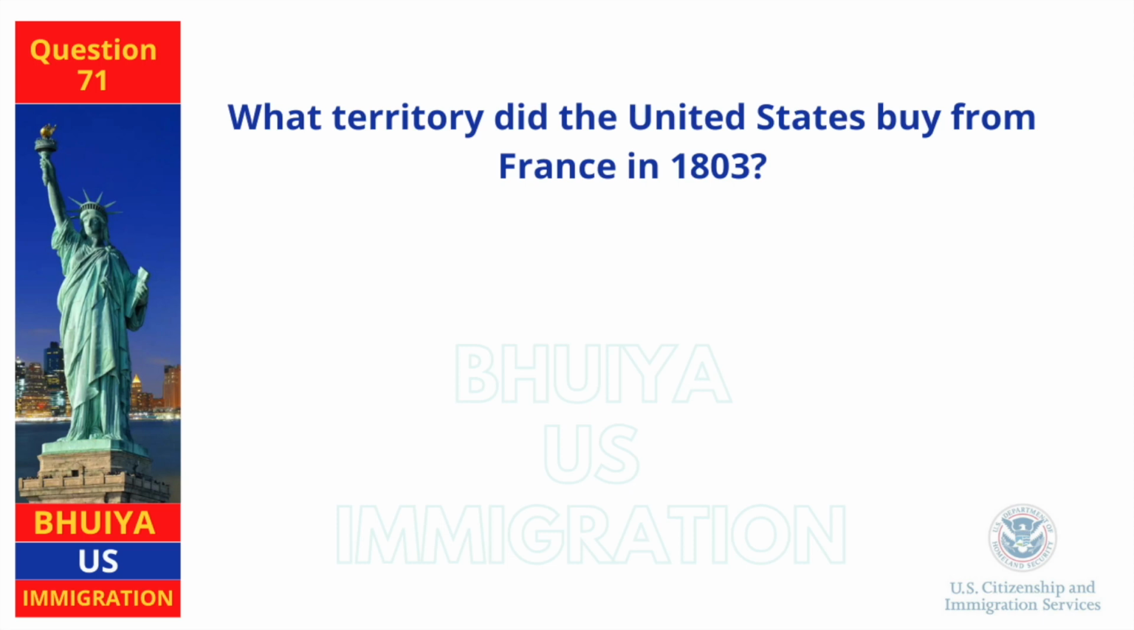What territory did the United States buy from France in 1803? The Louisiana Territory. What territory did the United States buy from France in 1803? The Louisiana Territory.